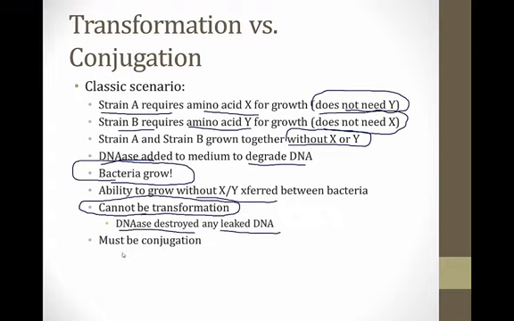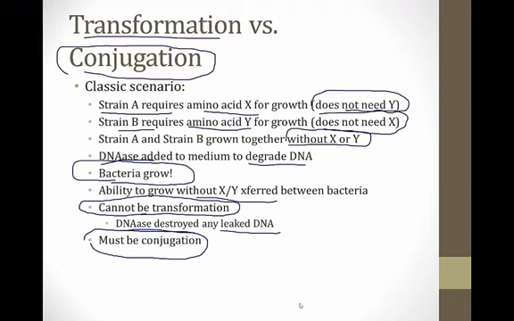So this proves that the way the genetic information must have been transferred from one bacteria to another is through conjugation. They must have attached and transferred the DNA without allowing it to be exposed to the DNase enzyme that was present in the culture media. Make sure you understand this experiment and why it proves that conjugation takes place instead of transformation.